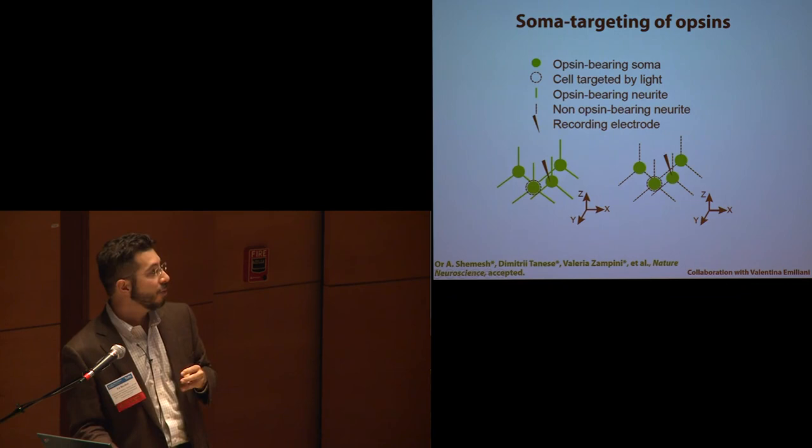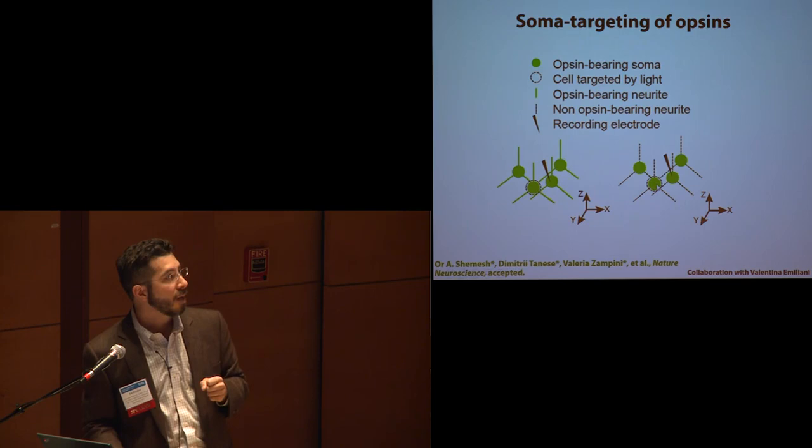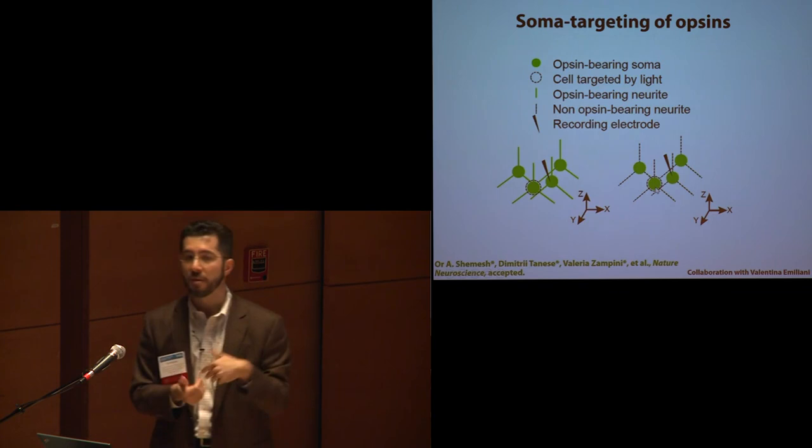And so what Orr did was to launch a screen both to look for opsins that were powerful enough to mediate very strong control if you somehow could localize into the cell body, and then to screen for peptides that you could append to those opsins that would target those to the cell body. And this is an active area.